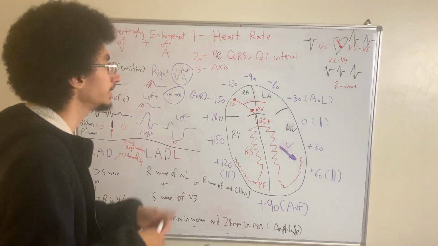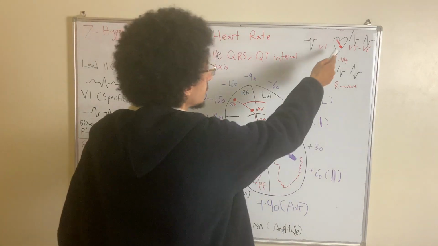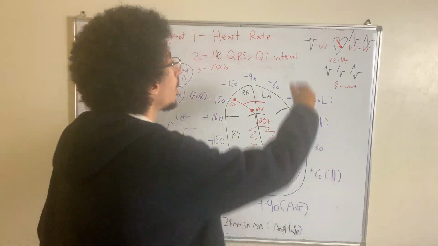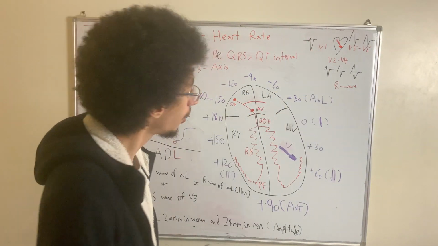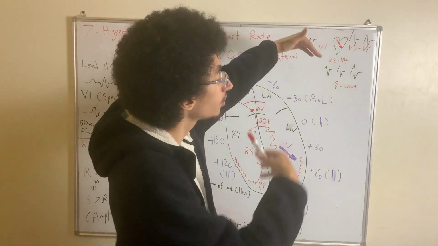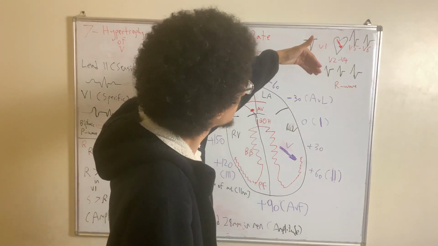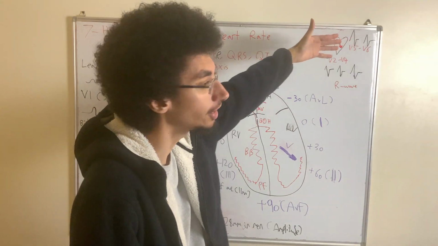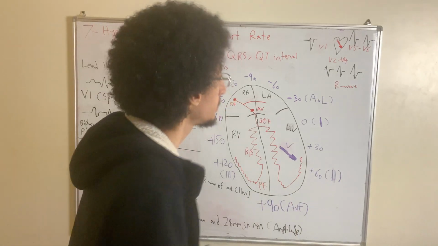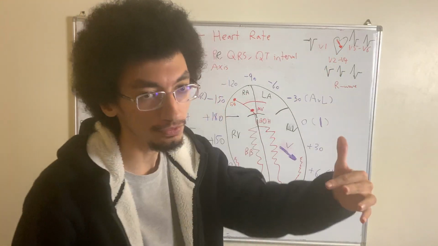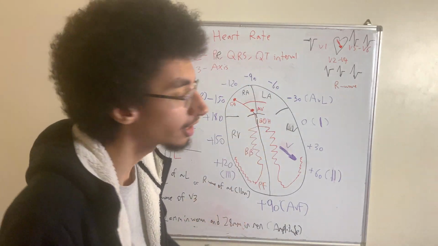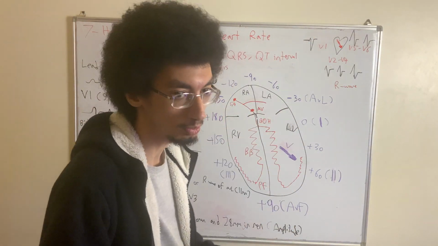Because the vector going from the SA node, when it goes inferior lateral, is going to go away, or it's going to come towards V1 only very briefly, but most of the time it will basically be away from it. So basically the vector here going inferior laterally will produce a deeper S wave, a negative deflection, much more so than an R wave.